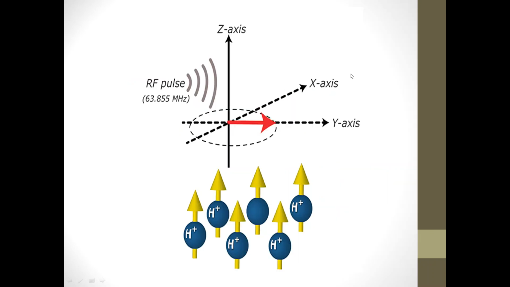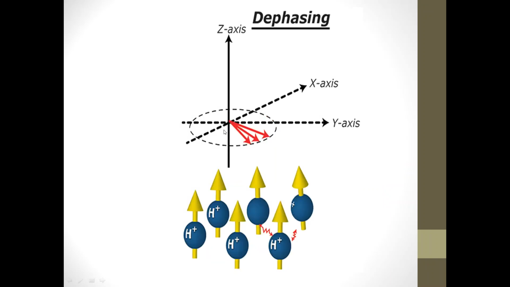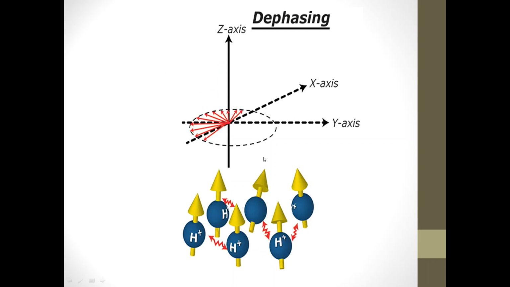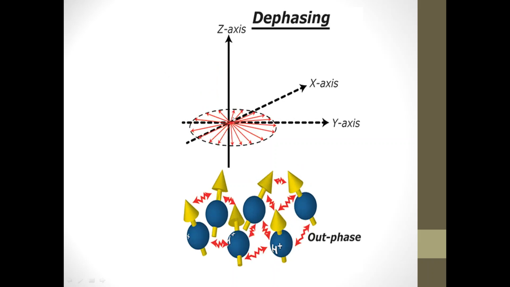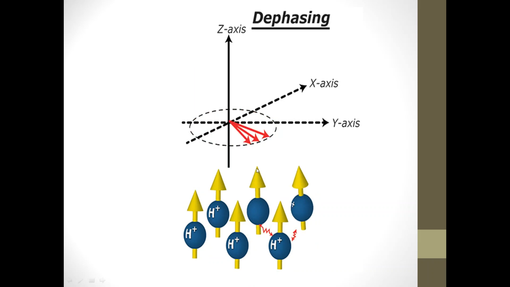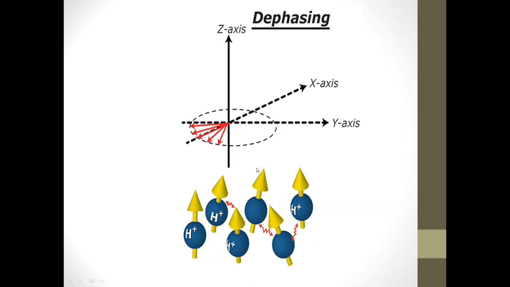Now after we switch off the radio frequency pulse, protons start to dephase, as you see here, through a certain dephasing process. This is called spin relaxation. This is losing the magnetization.